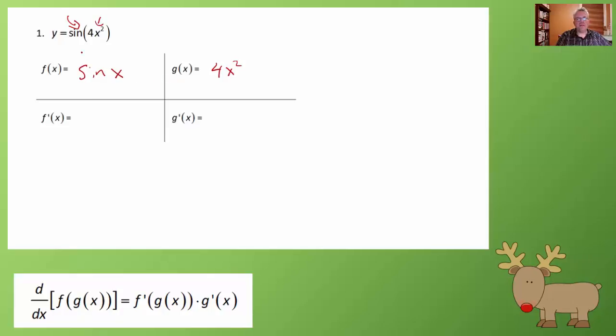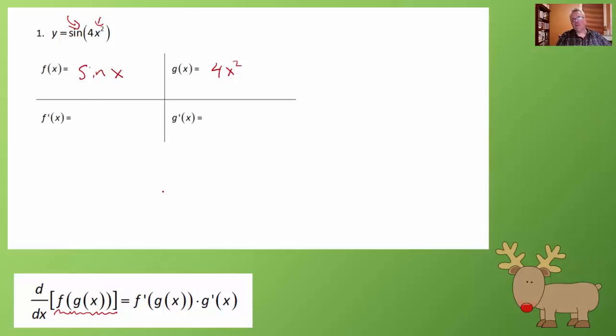and g of x represents the inner function, 4x squared. So like I said, we're kind of breaking this up into two functions. If we substitute 4x squared into sine of x, we have what we started with, okay? So if we use these two functions, this is equal to f of g of x, like down here. So that's what the chain rule is for.